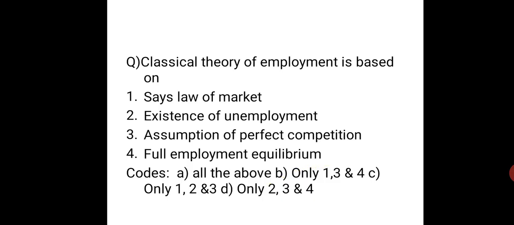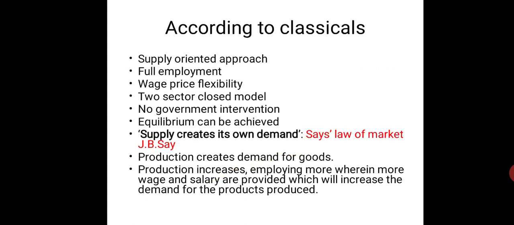Next, we are moving on to the next topic, that is classical versus Keynesian model. Classical theory of employment is based on. Okay, classical theory basically has a lot of assumptions. The first assumption which they strive upon is Say's law of market, where they say that it's a supply oriented approach, where they say that supply creates its own demand. Just produce, demand will catch up, is what Say's law of market says.